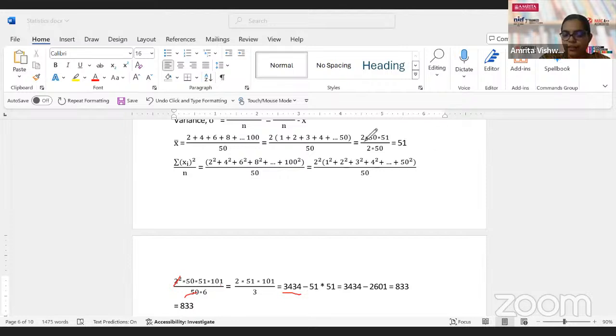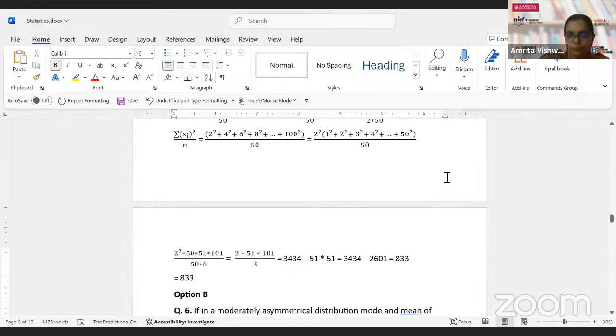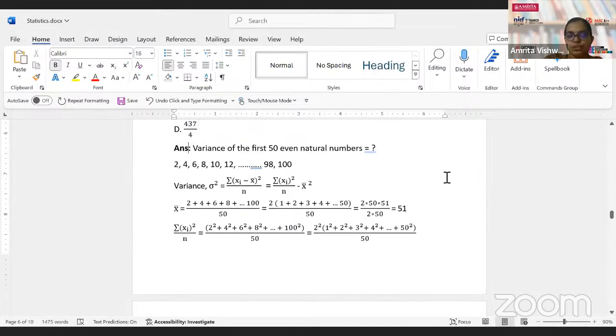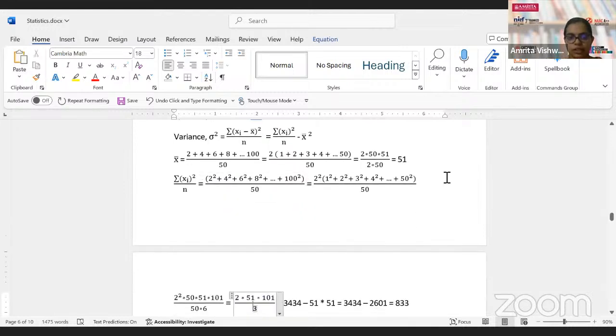You already have 51 because the formula is xi square by n minus x bar square, that's mean square. So 3434 minus 51 square, that is 3434 minus 2601. It is 833. And the correct option for this question is option B. I'll just show this question once again to all the children here. If you have any queries on any part or any step, I would request you to type that in the chat box.